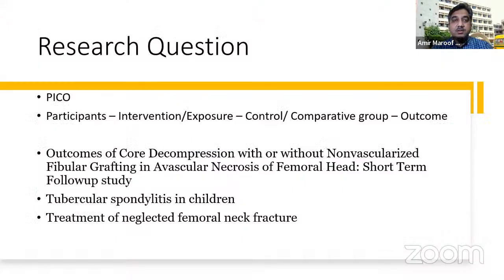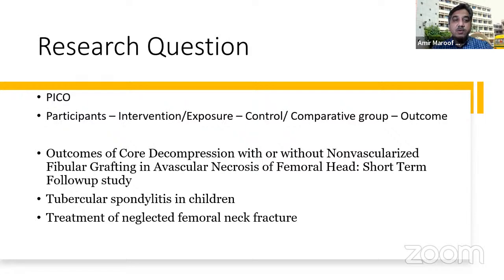So the first thing is the research question. So how to decide a research question? Research question is any problem that we find in our clinical practice or some policy or some guideline related issue. So what happens is that we try to formulate it as a research question. And the framing of the research question has to be done in the form of PICO. Now this short PICO we will carry across the whole presentation also.